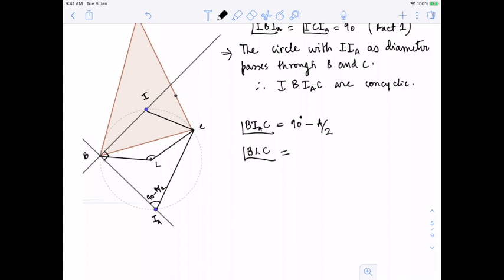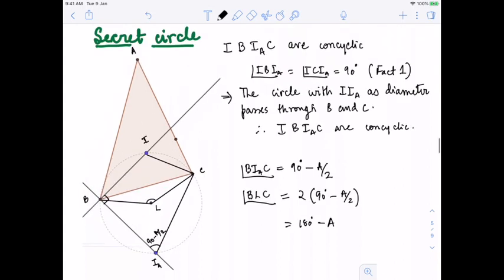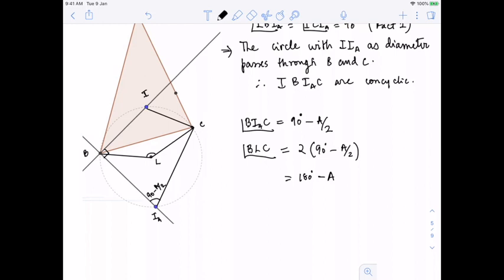angle BLC, L being the center, we already know that B, I, C, I_A are concyclic and L is the center of the circle. So BLC will become 2 times 90 minus A by 2. But what is 2 into 90 minus A by 2? It is 180 degrees minus A. But wait, this angle is already A and I claim this angle is 180 minus A. This can only mean that A, B, L, C are concyclic. Or in other words, the circumcircle of triangle ABC passes through L.